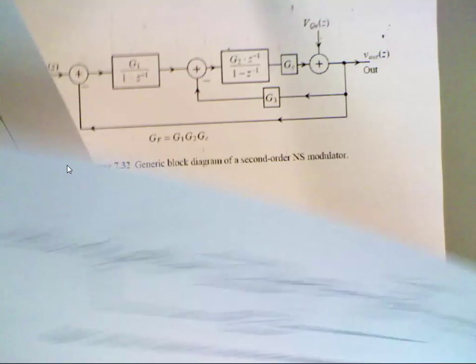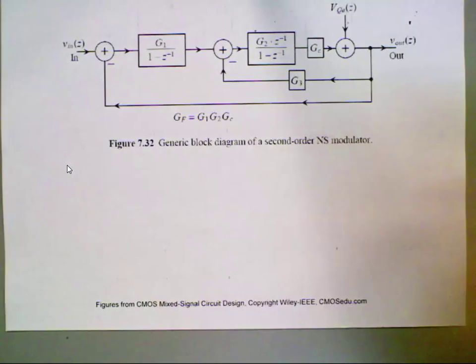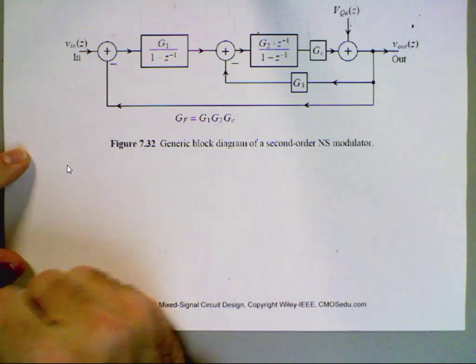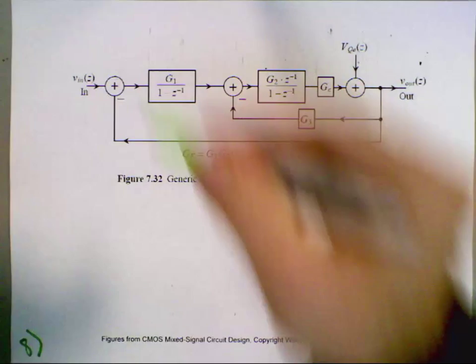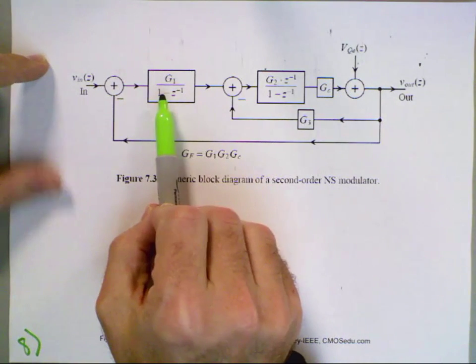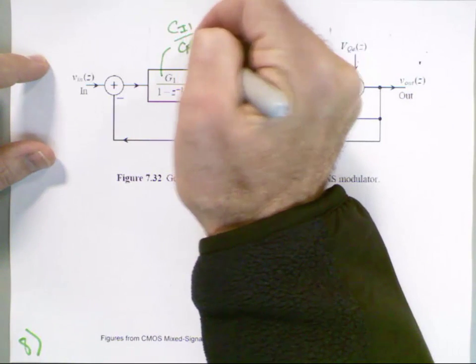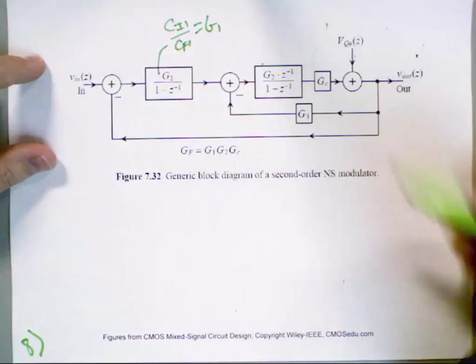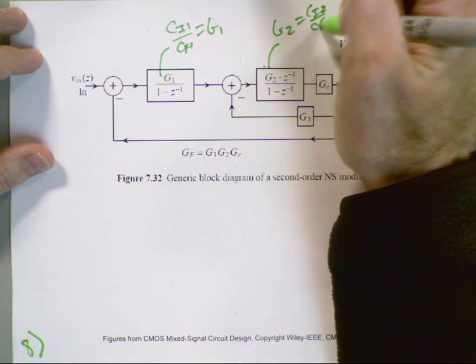So if I look now at, let's just put, I'm going to make this a little bit generic. And okay, so let's pause right here and look at this block diagram. This represents the gain of the discrete analog integrator. So this is CI1 over CF1 is G1. This represents G2 is CI2 over CF2.